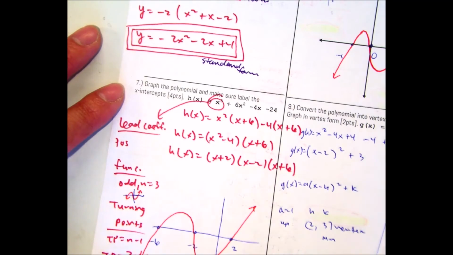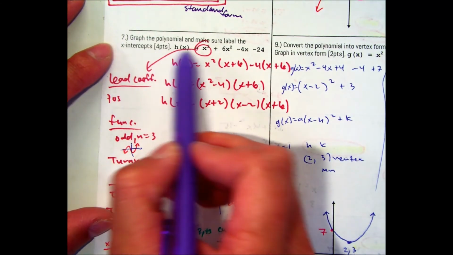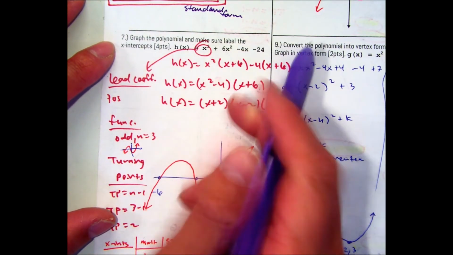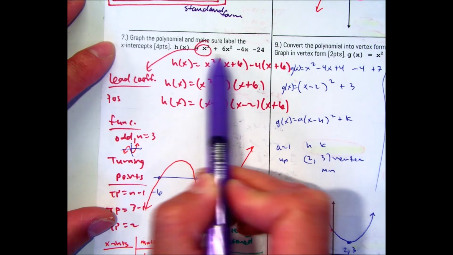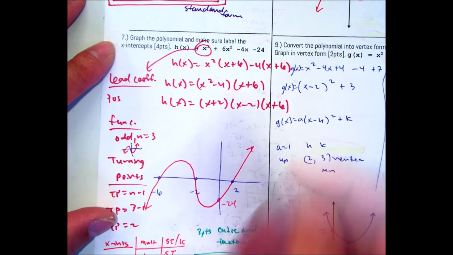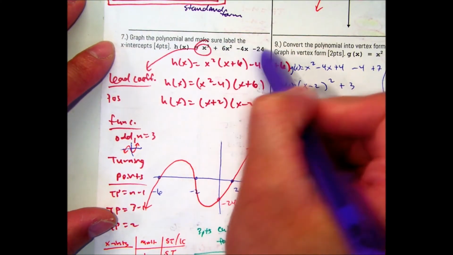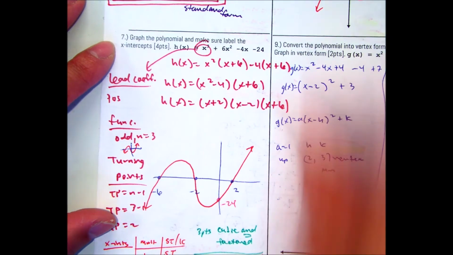Question number 7. Graph the polynomials and make sure to label the x-intercepts. Well, once I see this polynomial, it's already in descending order, I can do a couple of things. I want to know if I can factor it. So I notice I have 4 terms, 1, 2, 3, 4. So I'm going to try factoring by grouping.